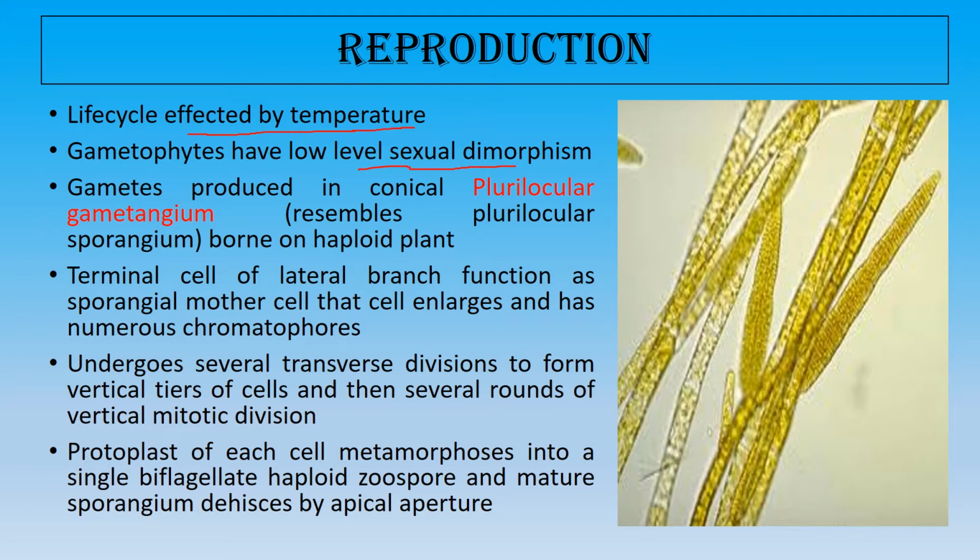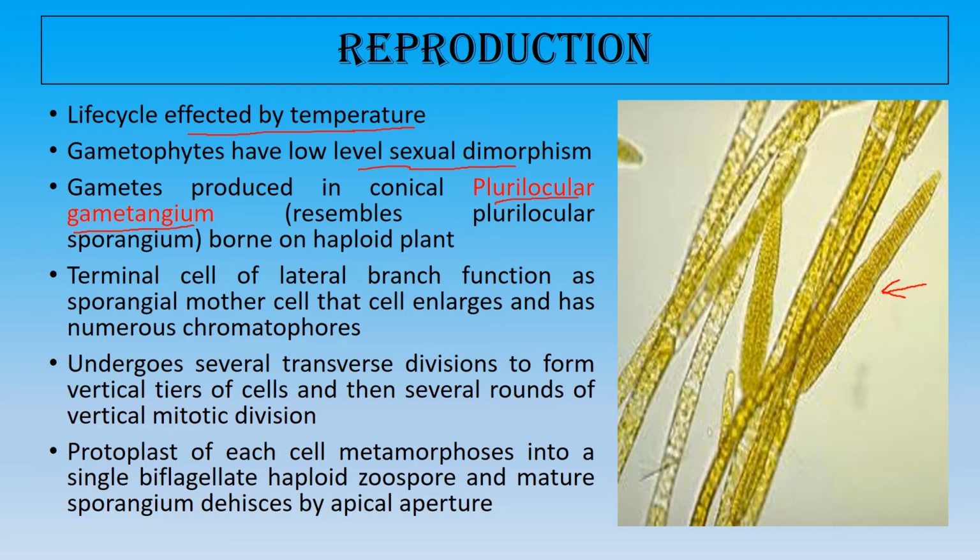The gametophyte produces gametes in the gametangia, the elongated conical structures called plurilocular gametangia. As we see in this picture, the gametangia look similar to the plurilocular sporangia. But nevertheless, the gametangia produce gametes, the haploid gametes, and are borne on the haploid gametophyte plant. So plurilocular sporangia are borne on the sporophyte and plurilocular gametangia are borne on the gametophytic plant, that is the haploid plant.